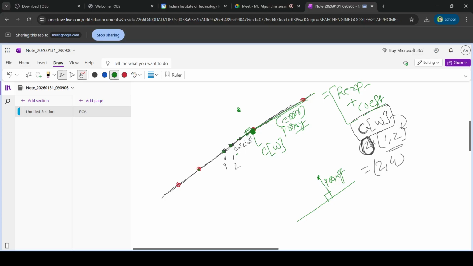You are just giving the information, so let me draw this. Consider this here, so this is 1 comma 2. It's just a multiplication, it's just scaling the point. You are bringing this point.